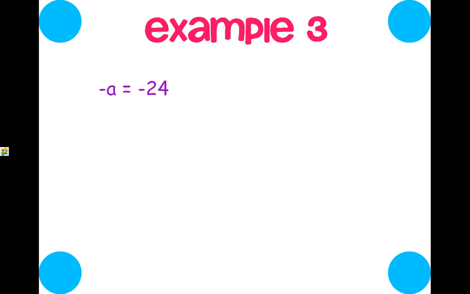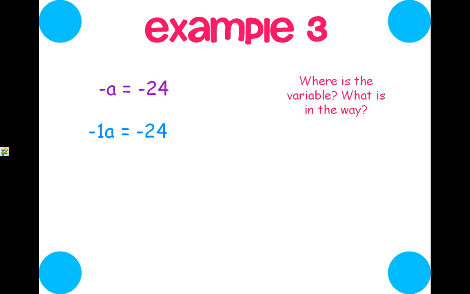Example number 3. You have -a is equal to -24. Now I wanted to show you this example because if you look, you don't have a number in front of that letter. But remember, I always said if there's just a letter, you can always put a 1 in front of it. So it's really -1a is equal to -24. Now it looks like something you're used to working with.